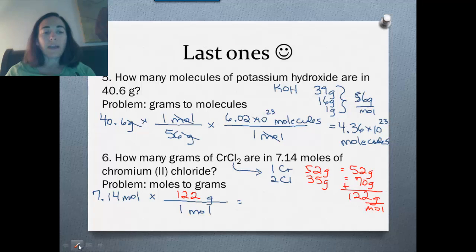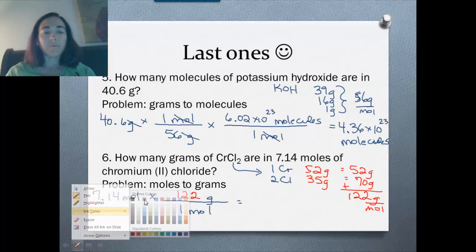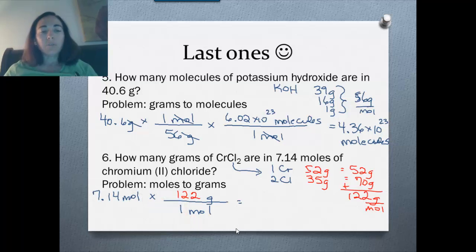So when you do the math in your calculator, we are going to multiply. I'm going to multiply 7.14 times 122 grams. Now the moles are going to cancel out, so those go away. We're left with our answer in grams, which is perfect. And when you do a little bit of rounding, you get 871 grams as the number of grams of chromium chloride in 7.14 moles. So those are lots of practice problems.